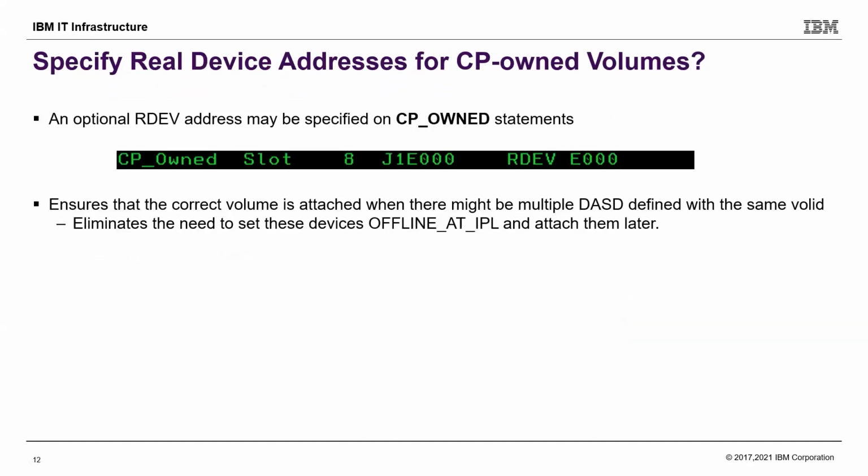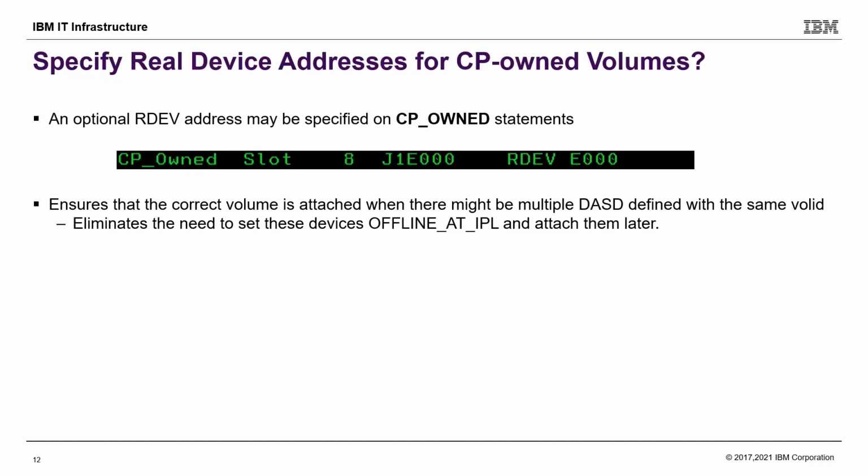Another way you can verify that the correct volumes are brought online to the correct systems is by specifying the specific device address on the CP-owned statement. This is another way to verify, if I happen to have multiple volumes with the same volser or vol ID that a system has access to. Again, you get into this case where you're sharing disks across different LPARs and different systems. This makes sure that the system doesn't pick the wrong volume, and that the volume that matches the device I specified is the one that's brought online.